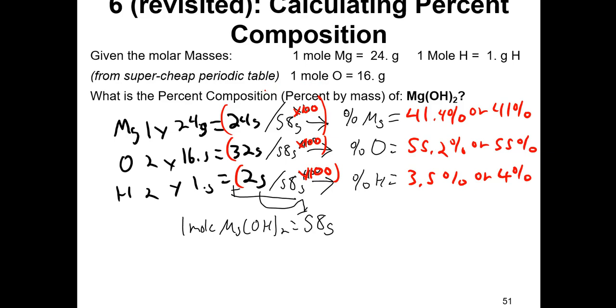What is the percent composition, or percent by mass, of magnesium hydroxide? So you break it down by element, not by ion, but element. So there's 1 magnesium, there's 2 oxygen, because keep in mind parentheses, that's a times 2, so 2 oxygen, and then there is 2 hydrogen. So 2 times that hydrogen, that's 2.